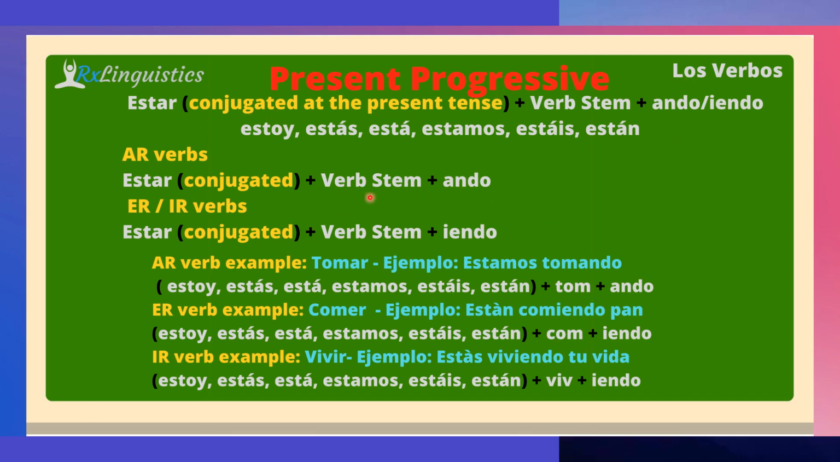Now, present progressive: you use the verb estar. Present means estar has to be conjugated in the present tense. And we saw it earlier: estoy, estás, está, estamos, estáis, están. Okay, this is yo estoy, tú estás, él está, which is third person singular. Nosotros estamos, first person plural. Vosotros estáis, second person plural. Ellos, ellas, ustedes están, third person plural.